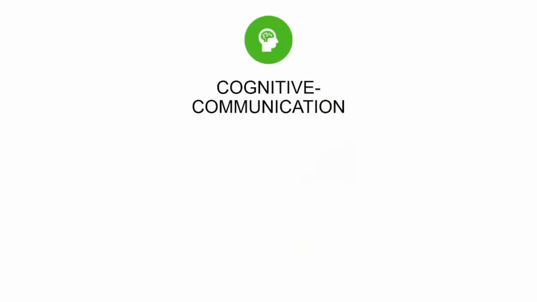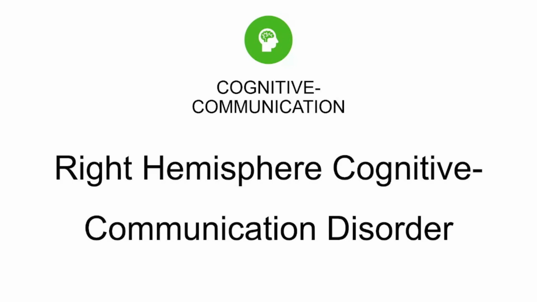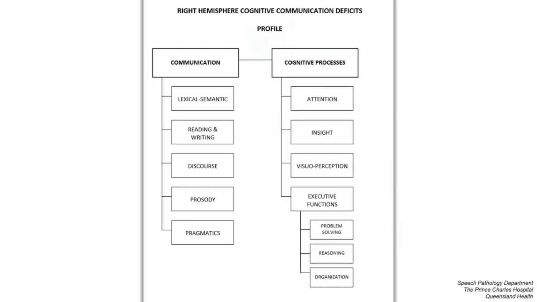Okay, our last element of communication, so we've talked about speech, language, fluency and voice, is cognitive communication. And we most commonly see this in a right hemisphere stroke. And this is to do with this interplay between cognition and communication. And it will often be more subtle. It's not as obvious as someone really struggling to find their words, like in aphasia, or their speech being really slurred, like in dysarthria. And so it often goes undetected.